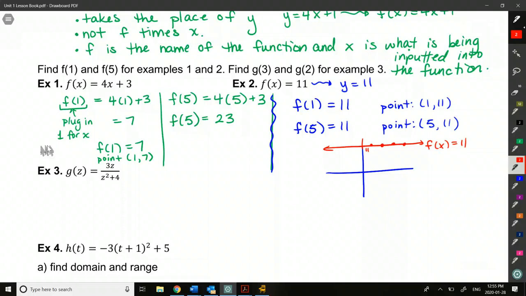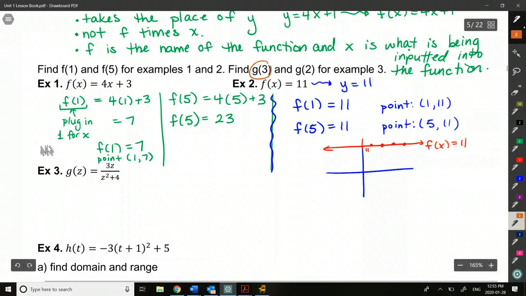For example 3, it asks us to calculate g at 3 and g at 2. Now, I don't need to call every function f at x. I can call functions whatever I want to call them. We use g at x sometimes, we use h at x, r at x, it doesn't matter.